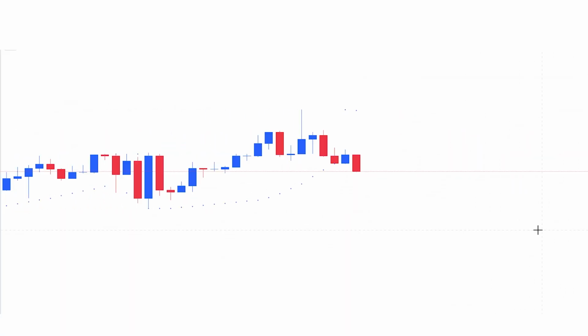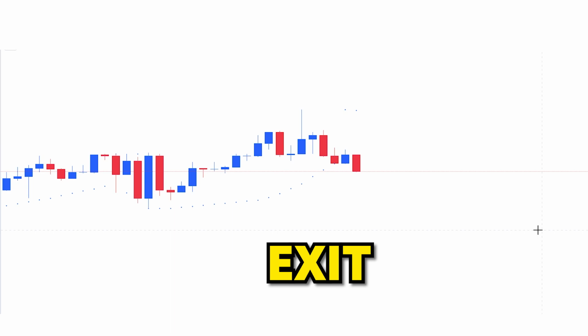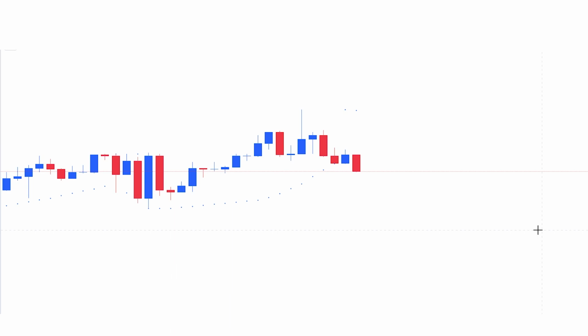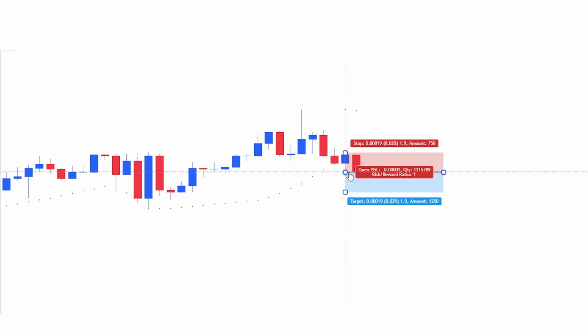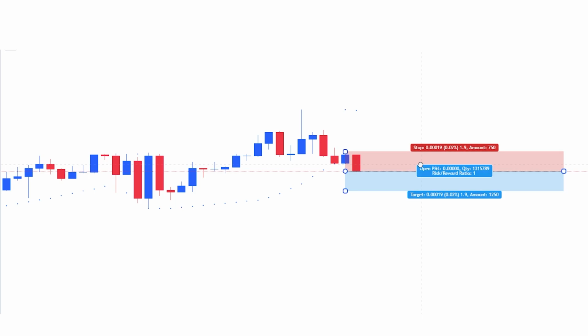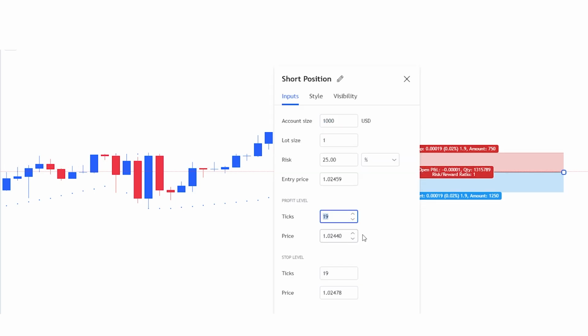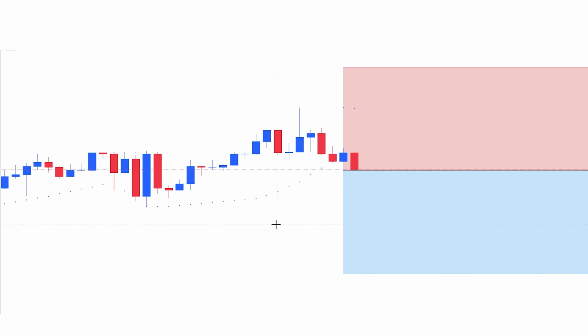Okay, so now we learned pretty much everything about the parabolic SAR indicator, but what else is important is how to actually exit the trades properly using only the parabolic SAR, no 9 moving average in this scenario. So let's take a look. A nice bearish engulfing candlestick just over here, right? We are starting this trade nice and fresh. 10 pips take profit, 10 pips stop loss, right?